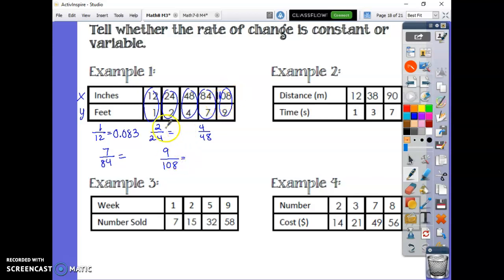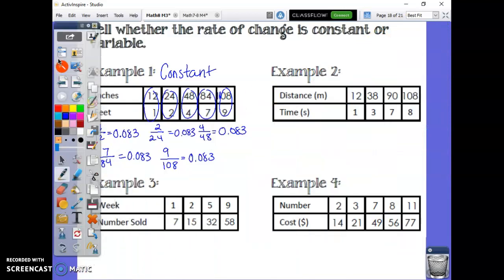Okay, so when you do all the math for all 5 of these, you end up with 0.083 for all of the relationships. So it is a constant rate of change. So we're good to go. It's a constant one. So let's look at this example 2.